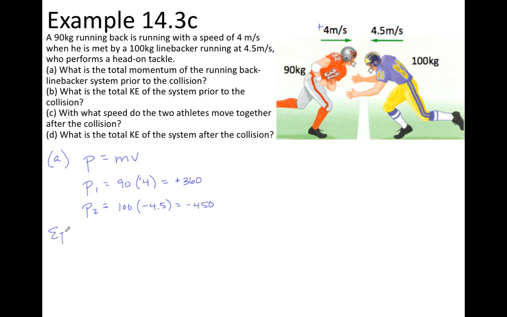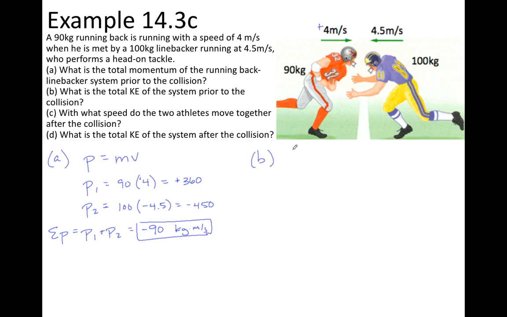The total momentum is just the sum of the two momenta, and when you add them up, you end up getting 90 kilogram meters per second in the negative direction. So together, they have a momentum that is in the negative direction. Part B wants us to find the total kinetic energy of the system prior to the collision.